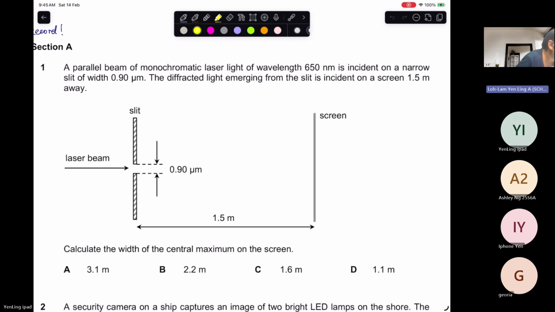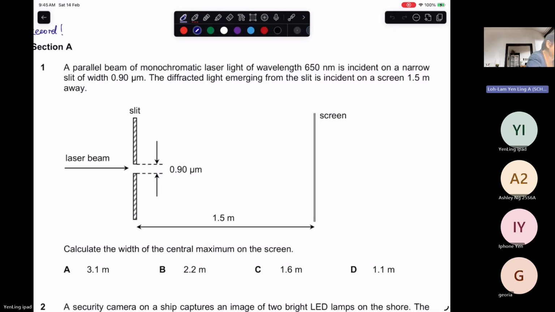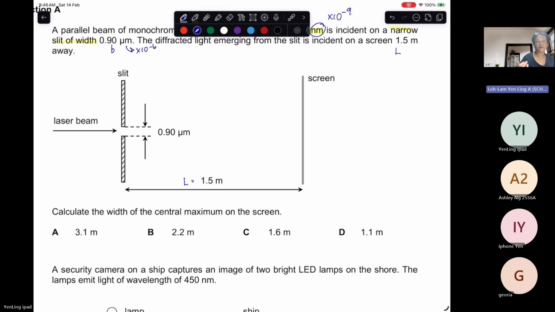Okay, so I've got a parallel beam of monochromatic light of wavelength lambda. This is a very typical setup. As usual, I'm looking at the keys inside my question. So I've got lambda, on a narrow slit. So this is a single slit, and then there's a slit width b, with nano being times 10 to the power minus 9, micro being times 10 to the power minus 6. Be careful of it. And then it's a single slit experiment. Then I'm given a certain length L. Calculate the width of the central maximum on the screen.